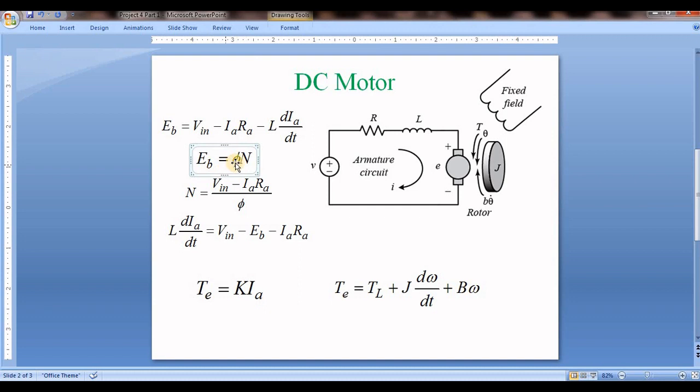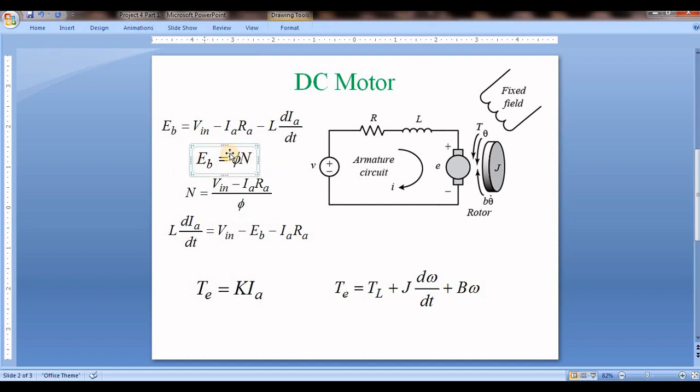So here EB is phi n, I mean flux into speed. Generally this equation comes from this one, in steady state. This phi is the flux due to the field and V input is the armature voltage, whatever voltage we are applying to the motor, and IARA is the drop. So generally V input minus IARA we consider as EB in steady state, and phi is constant for constant flux. This N is in RPM, not in RPS.